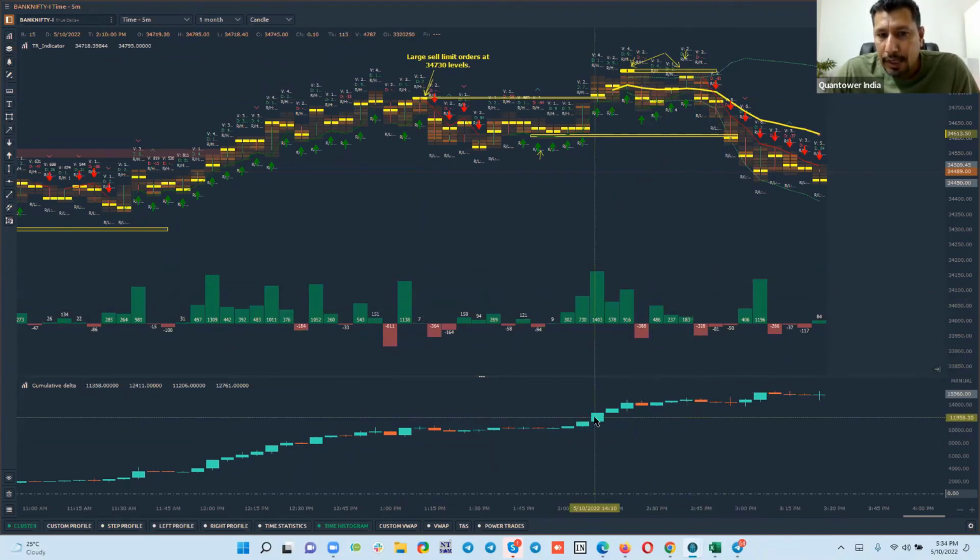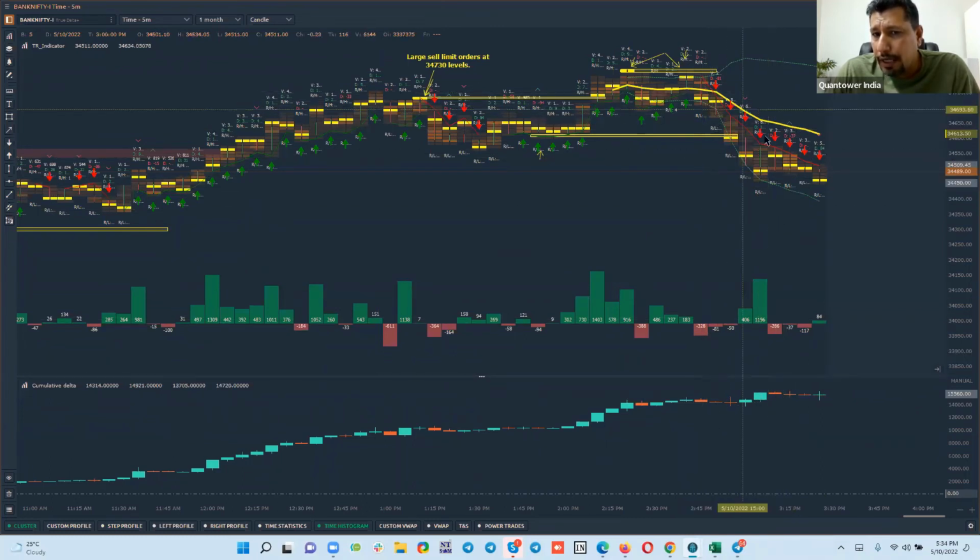So again, you see that there was buying at a lower level. There was continuous buying happening. After that, you can see that again the market has not broken this low level at all. So that means there was a lot of buying happening even on a correction.